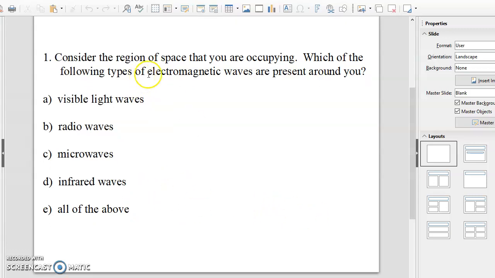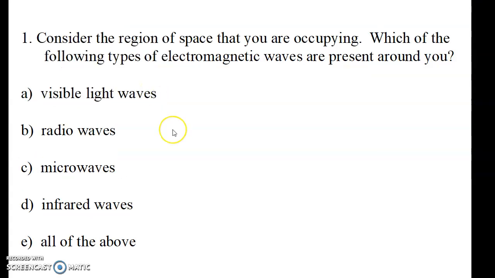And, I guess I need to switch this over so I can do the slideshow. Okay.